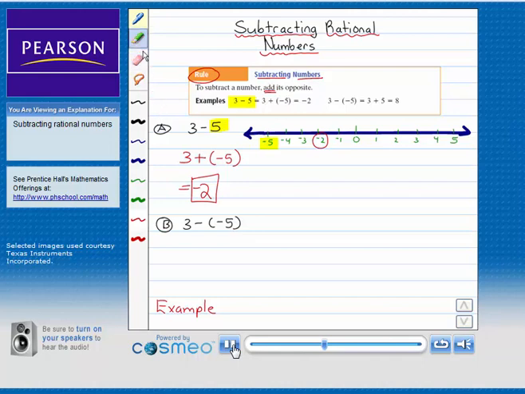Okay, let's go ahead and do the second example right here. 3 minus a negative 5. So again, when I subtract, I add its opposite. So 3 plus the opposite of a negative 5 is a positive 5. So I'm going to end up with 3 plus 5. They're both positive, so therefore it's going to be a positive answer, and I have 3 plus 5, which will give me a positive 8.